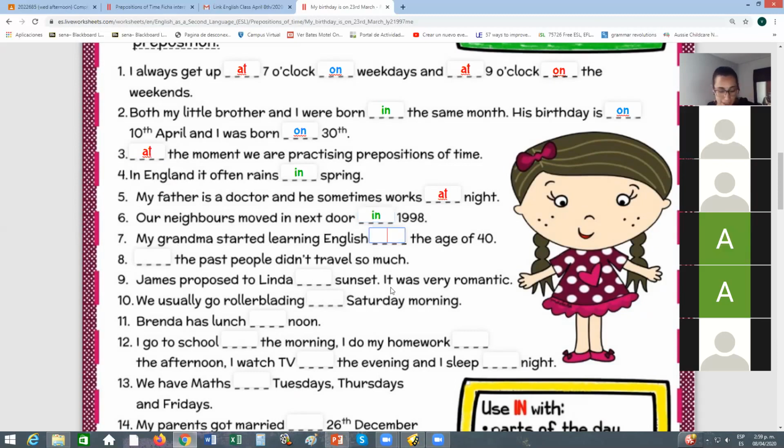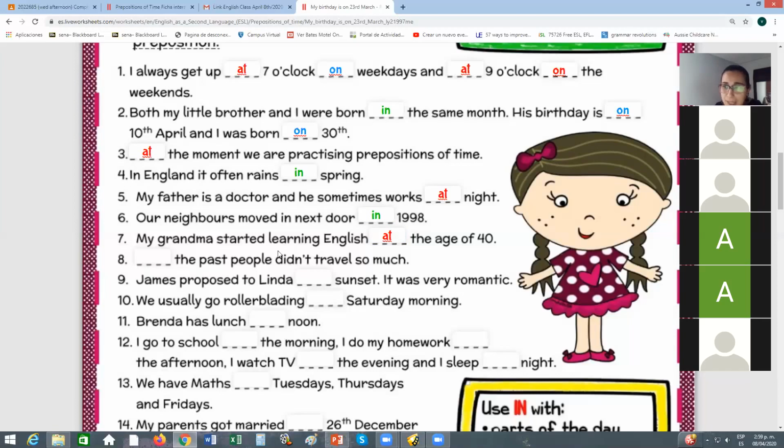Right. 7. My grandma started learning English at the age of 40. At the age. We didn't see that one previously, but in this case we said at the age of 40. It's a specific moment of life. A la edad de 40. It's specific. At the age. Right. Okay.